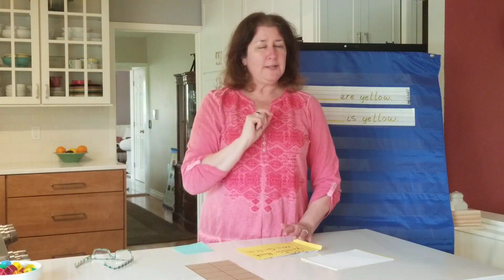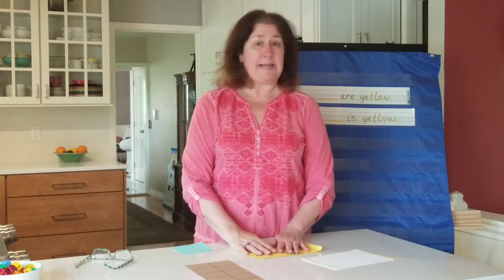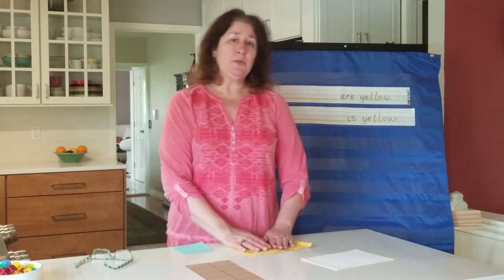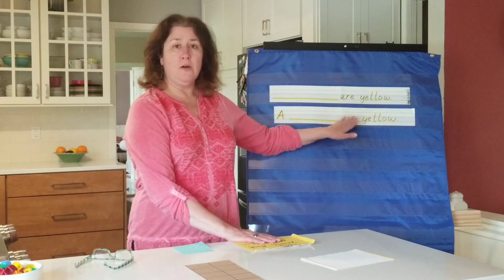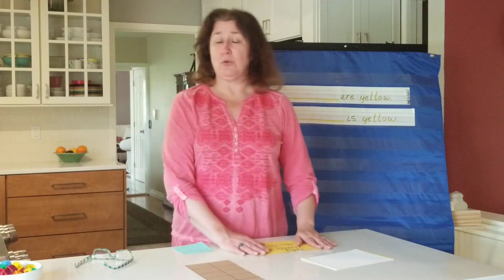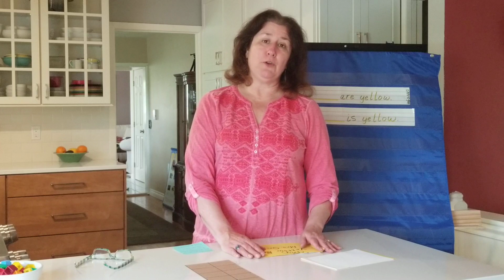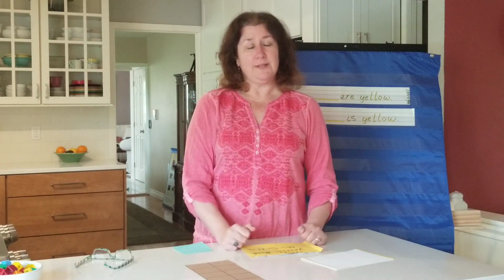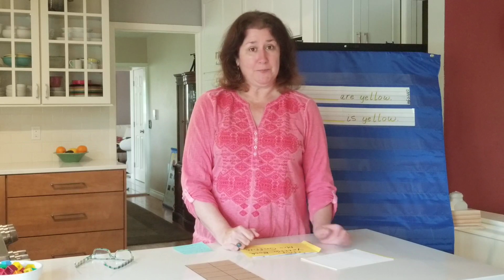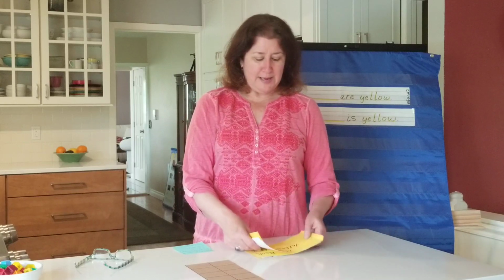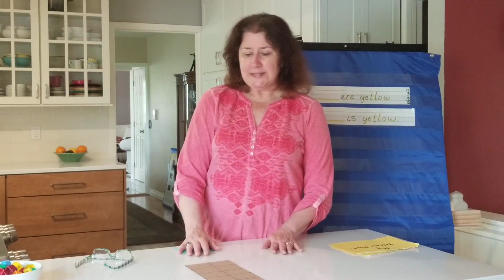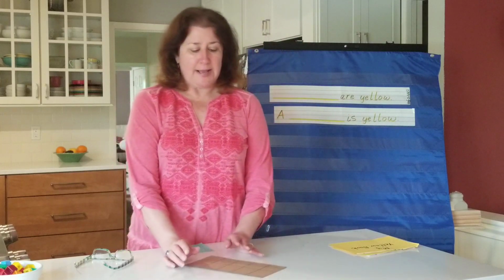Okay, so I want you to think of 4 things. Challenge yourself. See if you can think of 4 things that I did not have in my book. And use the correct verb, are or is, in your sentence, depending on if you're writing about more than one thing or just one single thing that is yellow. Okay, you're going to make a yellow book and you're going to put your name on it. Good job, kindergarten.